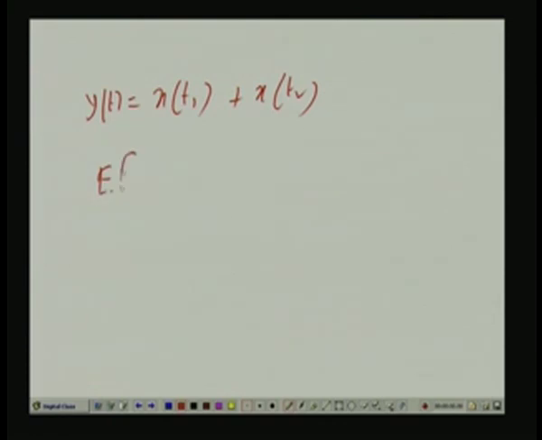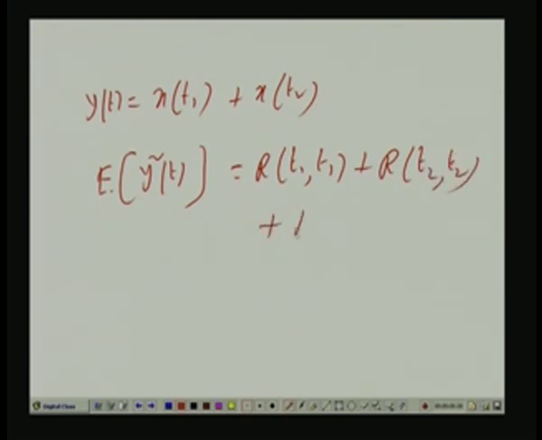If you want to find out this, so if you just square this up, first if you square it up, you get x square T1 plus x square T2 plus twice x(T1) x(T2), then put the expectation operator. Apply the expectation operator on each of the three terms. Obviously, what you get is R(T1, T1), then R(T2, T2), but also twice R(T1, T2). So, this is where we need it.